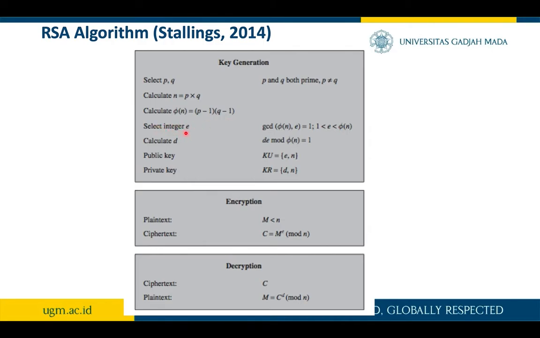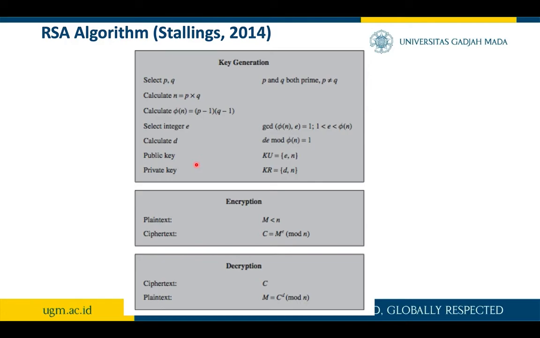And then after that, we randomly select an integer E. The requirement here is that E must be relatively prime to Cn. So the greatest common divisor between Cn and E is 1. Then after that, we calculate T. T is again the inverse of E modulo Cn. So T times E modulo Cn equals 1. After this, we can infer that the public key here is E and N, and the private key is T and N.